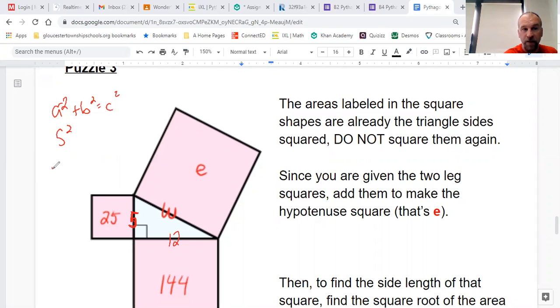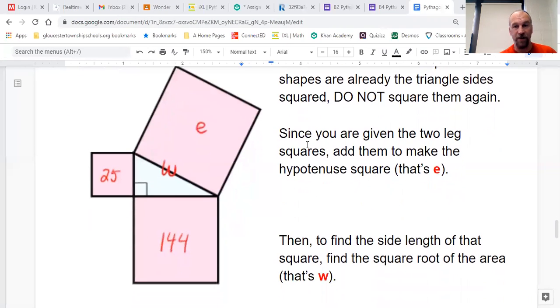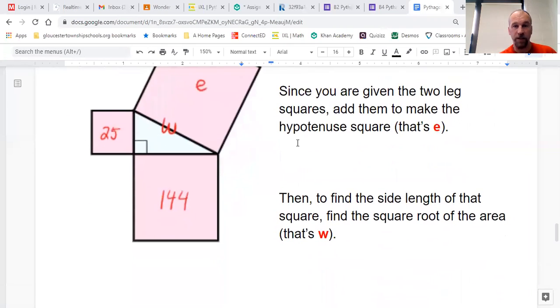5 squared, this is already that process done. 12 squared, 144. Do not take the 25 and 144 and square them again. That would be bad. So they're already the squares. Since you're given the two leg squares, just add them to make the hypotenuse square.